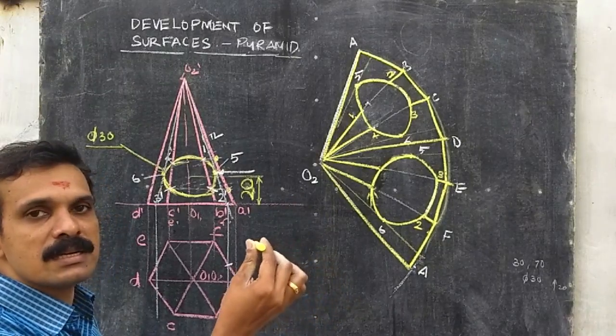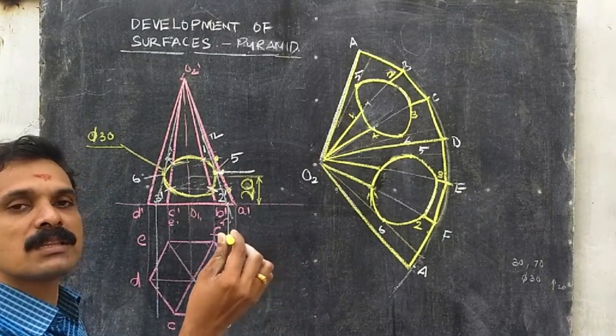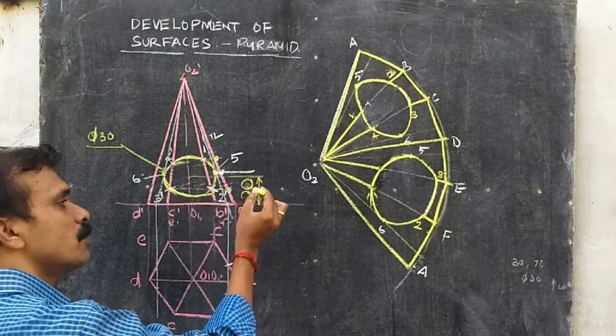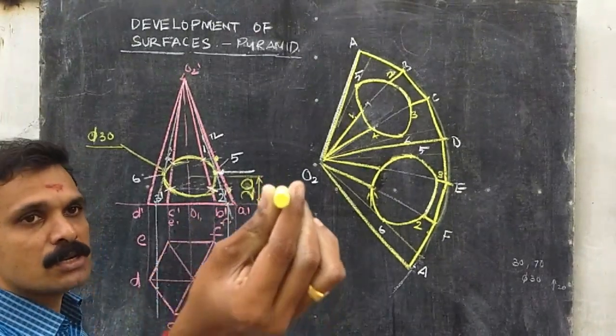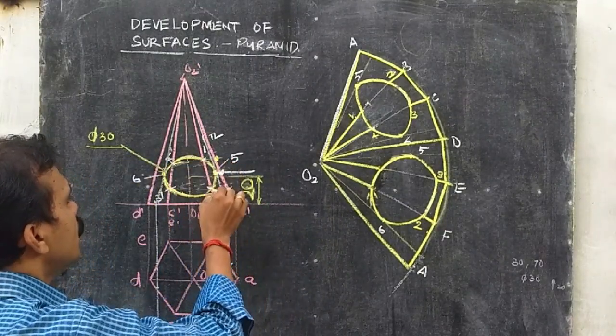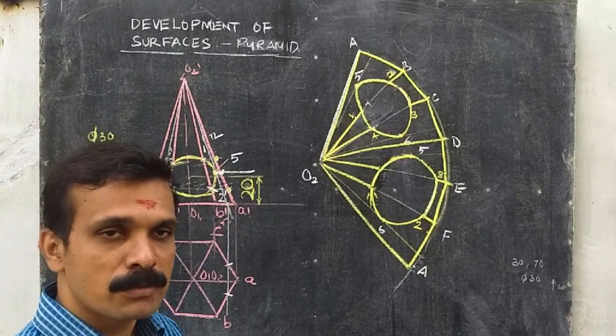And the circle is perpendicular in the front view. So in the front view, the axis of the circle is perpendicular to VP. So in the front view you can see the circle. So this is the corresponding circle. So we can obtain 1, 2, 3 and 4 as explained before.